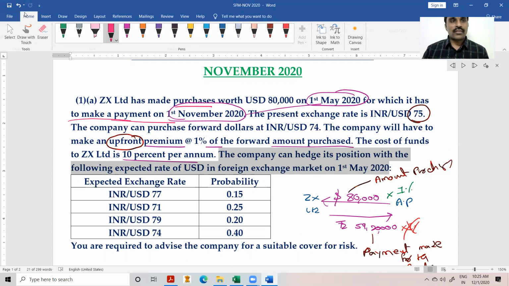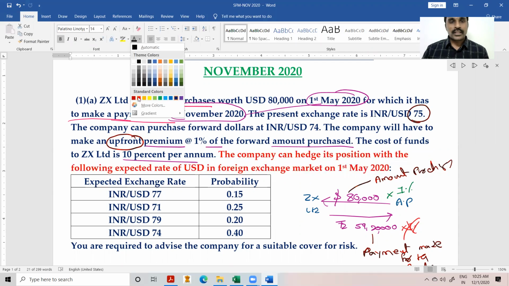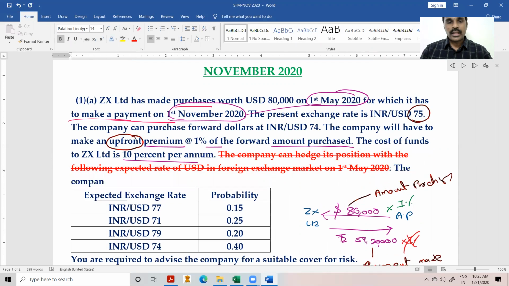It should not be drafted in this manner. This is not the correct way of sentence formation. Let me explain what the sentence formation should be. The appropriate sentence formation will be: the company expects the following rates. Two errors are here. The company does not hedge with the expected rate. When you are hedging, there is no question of expected; it's fixed.